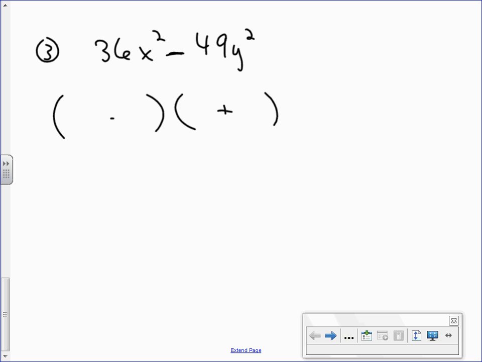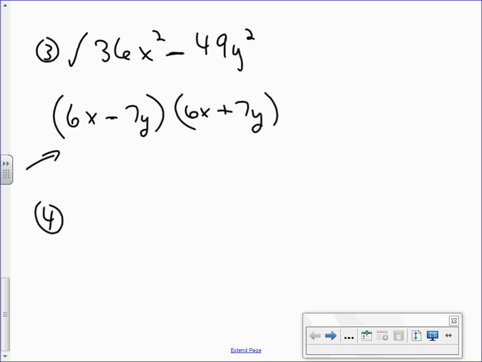So this first one right here is the square root of 36, which is 6. And don't forget the x. And you have to put the same thing here, 6x. You can't put 9x and 4x for this kind of problem. It doesn't work. The second one is square root of 49, 7y, and 7y. And again, if you were to FOIL this out, if you multiplied it all out, it would take you back to this problem right here.